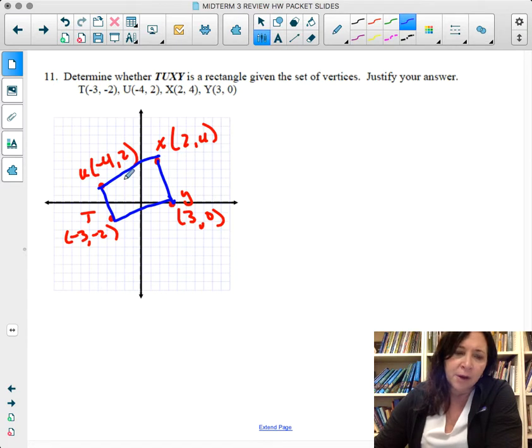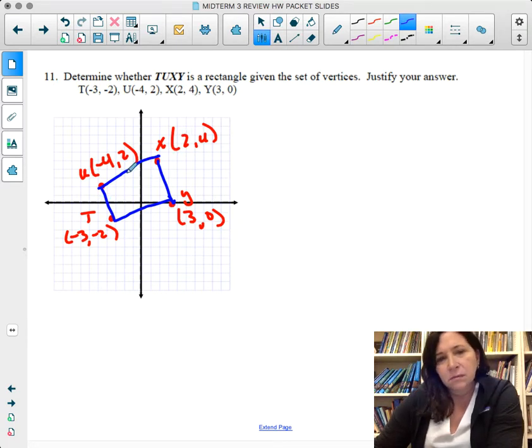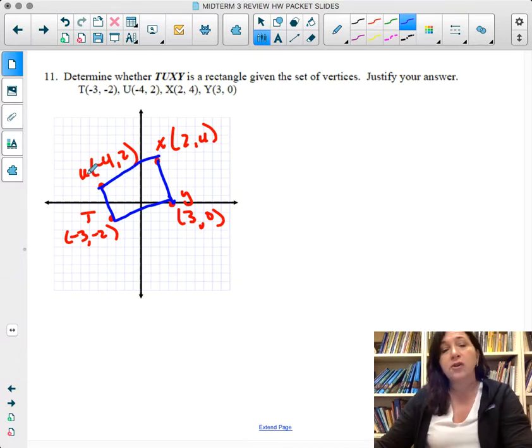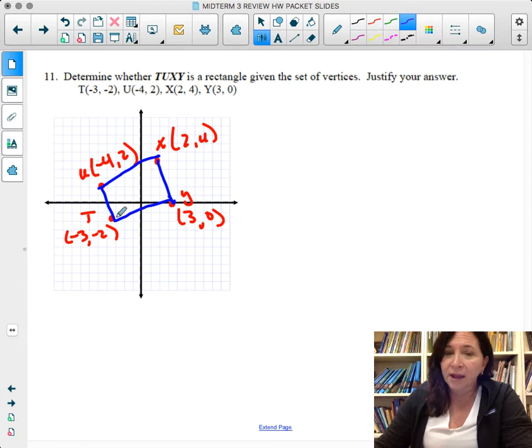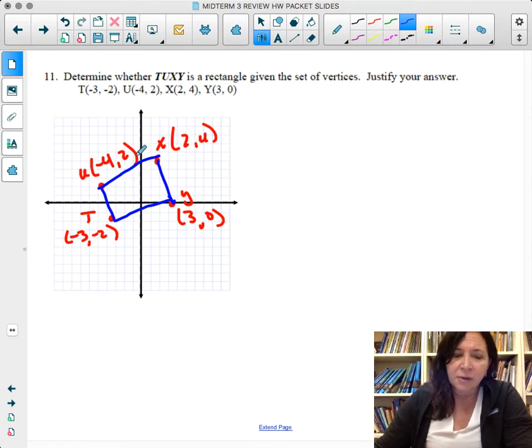that both pairs of opposite sides are congruent, or you could prove the diagonals are congruent. I think what I'm going to do is prove that the angles here are either perpendicular or they're not. So what we'll do is find the slopes of these sides. So first I'm going to find the slope of UX.